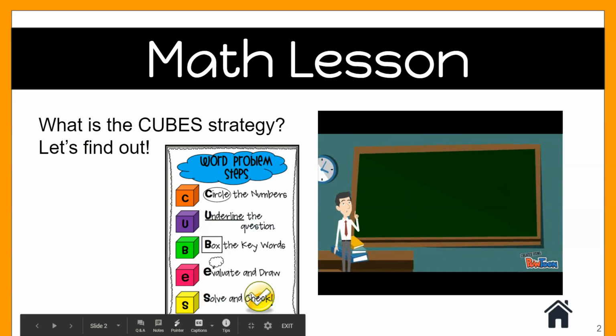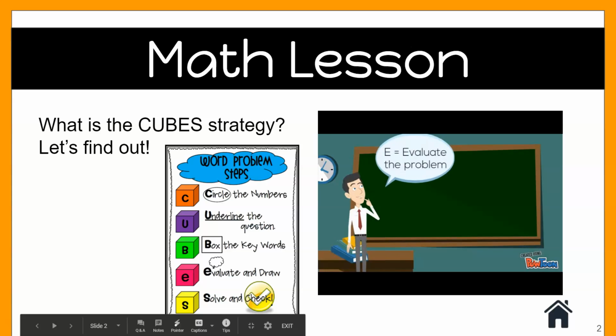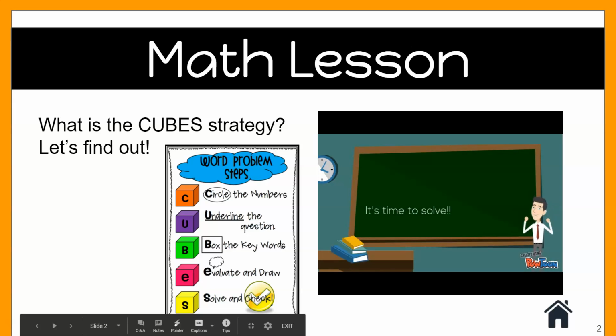Next, we have the B. The B stands for box. This means we draw a box around math action words in our problem. Then we have the E. The E stands for evaluate. This means we need to figure out what the problem is asking us to do in order to answer the question that's being asked. Lastly, we have the S.